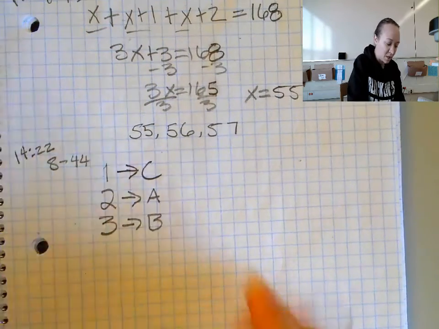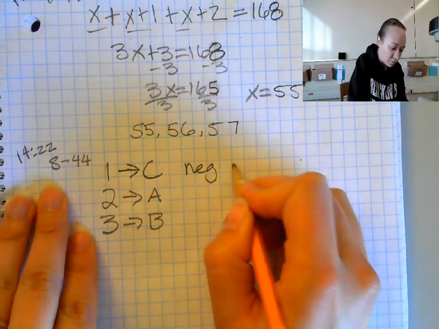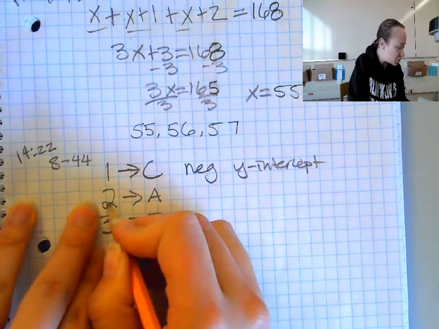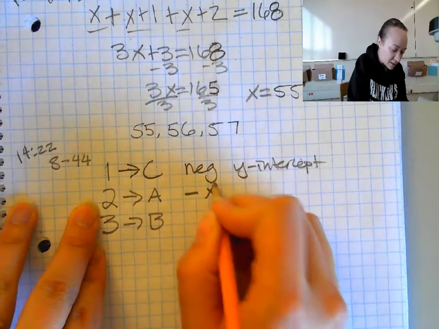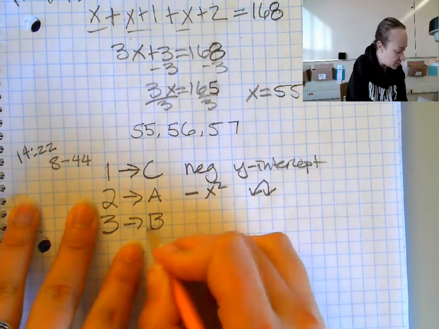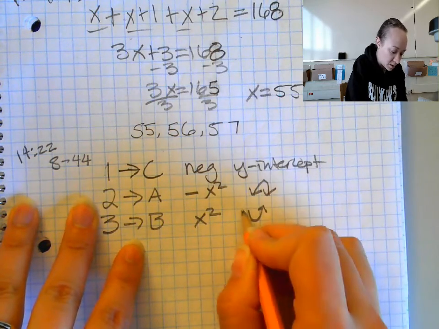And they wanted me to explain. So 1 to C, we'd say negative y-intercept. For 2 and A, we'd say negative x squared and downward parabola. And for 3, positive x squared, upward parabola.